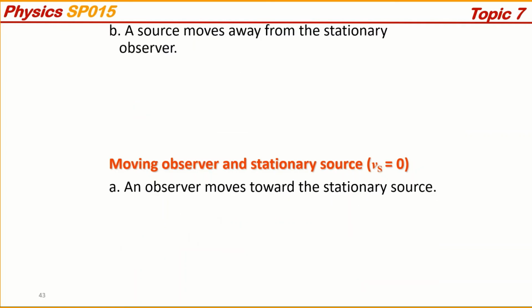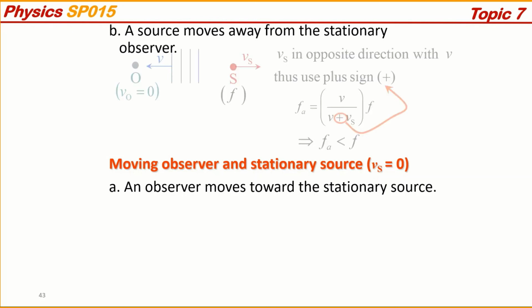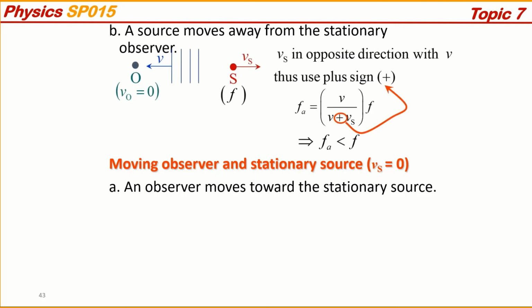A source moves away from the stationary observer. Sketch O and S. V directed to O. Vs is in the opposite direction to V, thus use plus sign, positive. fa equals V over V plus Vs times f. Therefore, fa less than f.